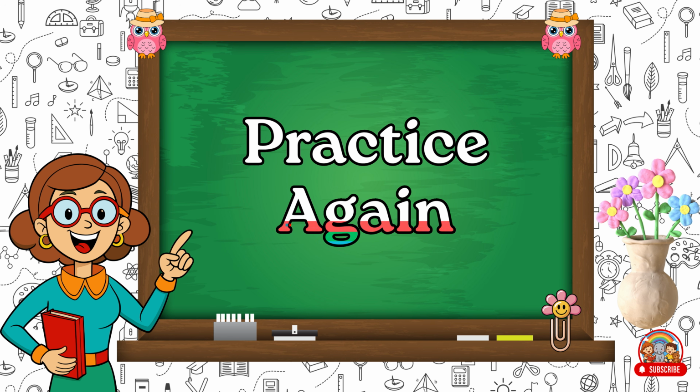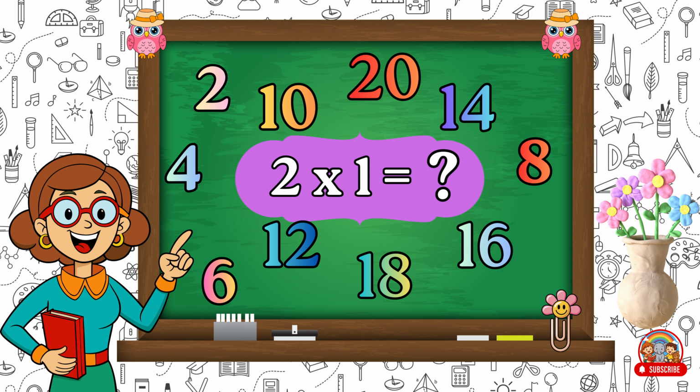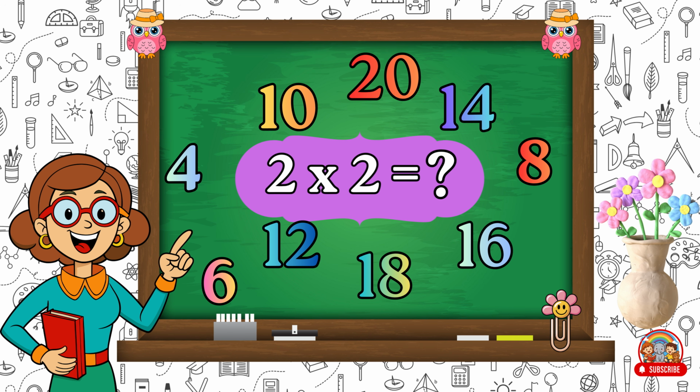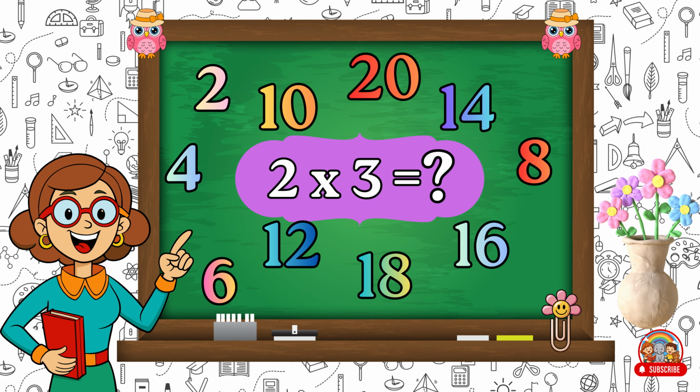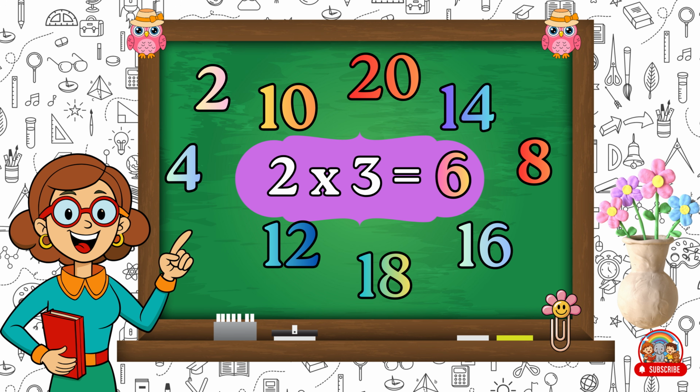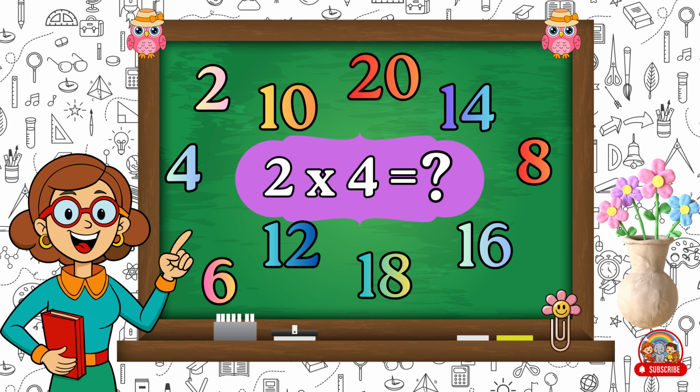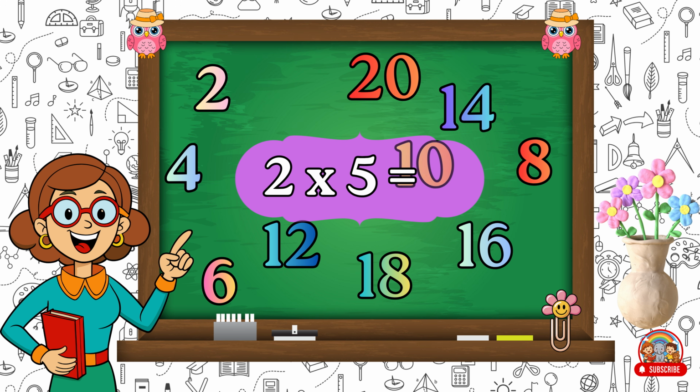Now let's practice again. Choose the number and tell me the answer. 2 ones are 2. 2 twos are 4. 2 threes are 6. 2 fours are 8. 2 fives are 10.